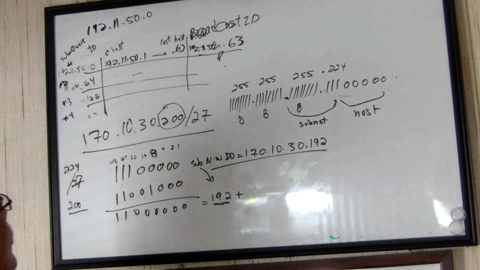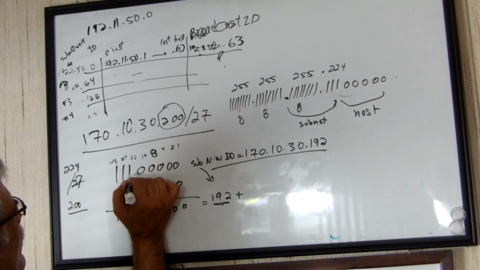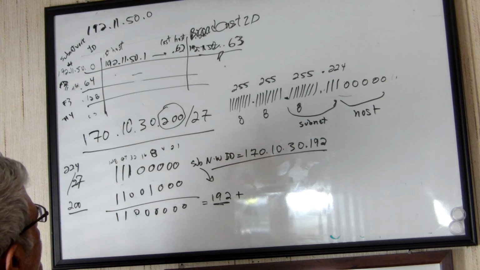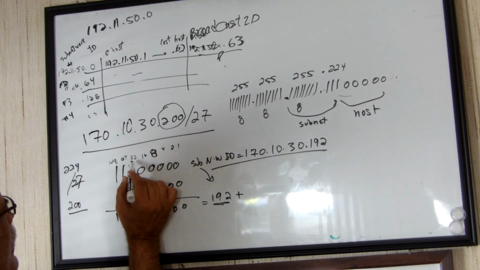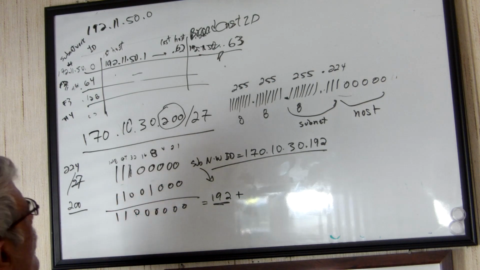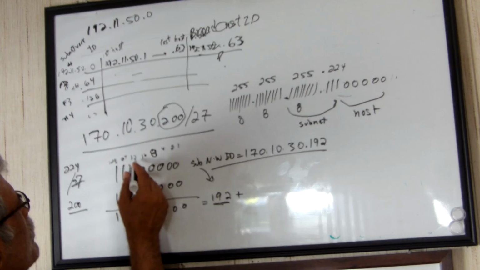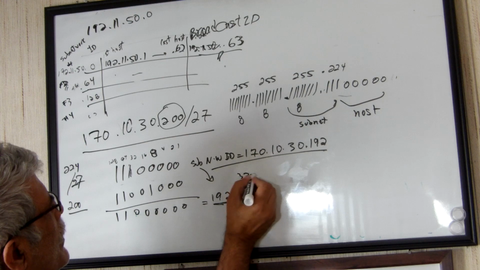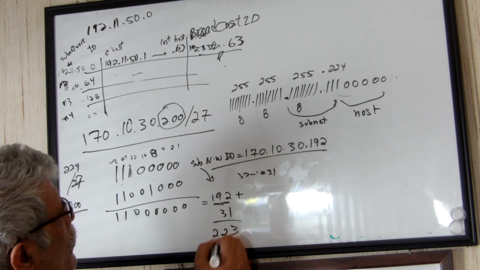And what you do, you come to this one, /27. The last bits: there are 3 ones and 5 zeros. So you subtract 1 from this: 32 minus 1 is 31, and you add 31 to 192, which gives 223.